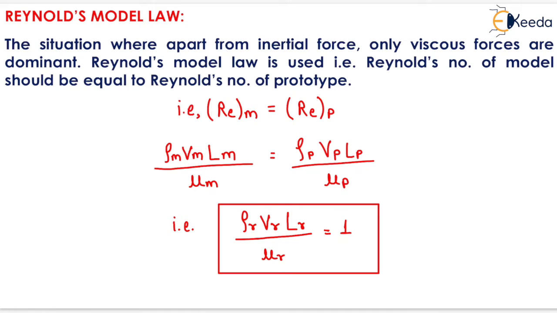Now, the first one is Reynolds Model Law. The situation where, apart from inertial force, only viscous forces are dominant, Reynolds Model Law is used. That is, the Reynolds number of model should be equal to the Reynolds number of prototype, that is shown here. So it will be equal to rho of model into V of model into L of model upon mu of model, which will be equal to rho of prototype into V of prototype into L of prototype upon mu of prototype. The ratio rho r, Vr, Lr upon mu r will be equal to 1, which is shown here.